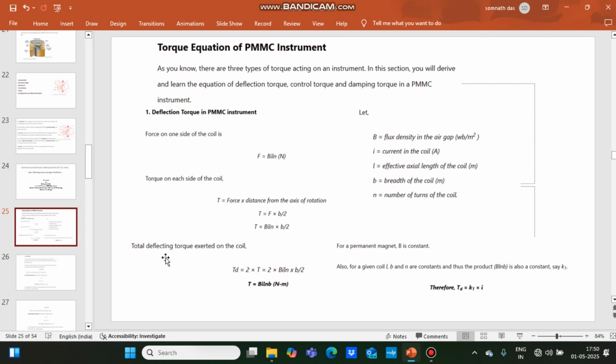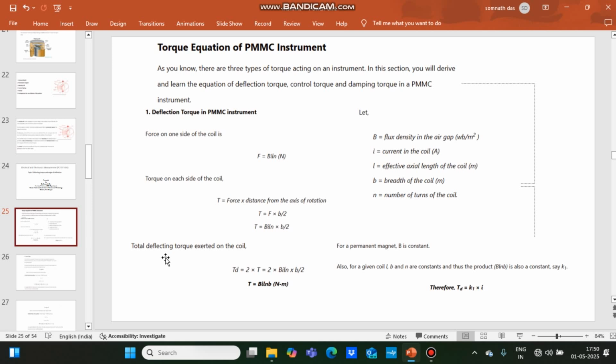So the total deflecting torque exerted on the coil is TD equal to 2 into torque on one side. So it is equal to 2 into BILN into b by 2. So it is calculated as T equal to BILNb Newton meter.